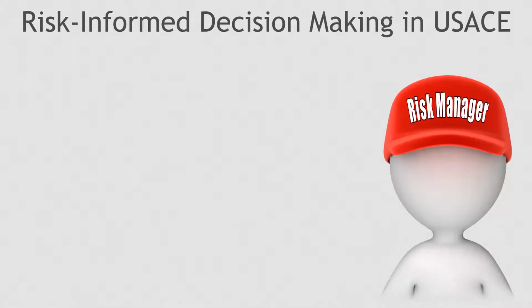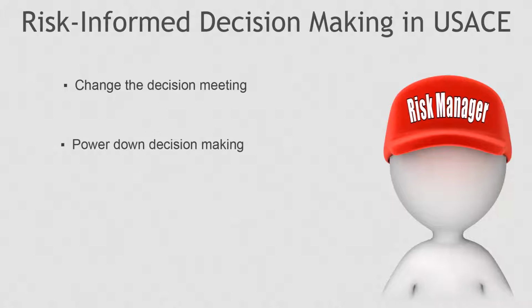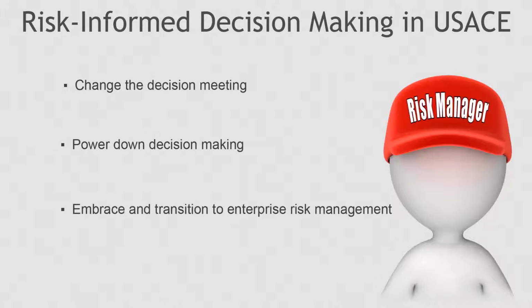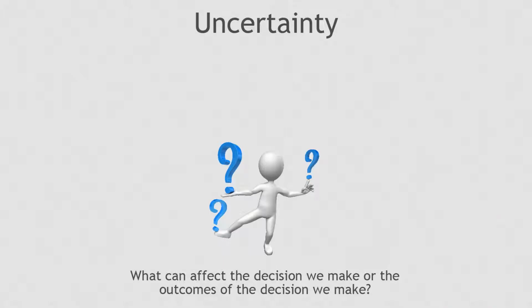I'd like to speak to you today about risk-informed decision-making in the U.S. Army Corps of Engineers, and I want to divide my remarks into four brief topics. These are what you can begin to do to change the decision meeting, what you can do to power down decision-making, what you can do to embrace enterprise risk management, and what you can do to add value to the nation. Let's begin with what you can do now to change the decision meeting.